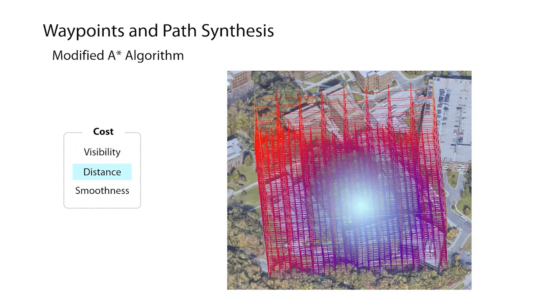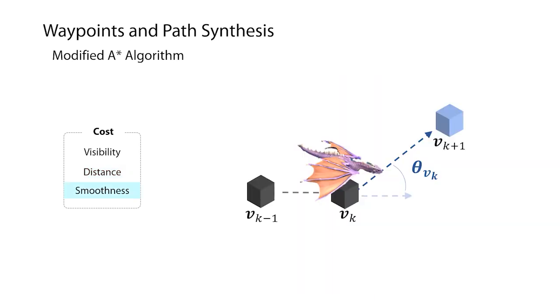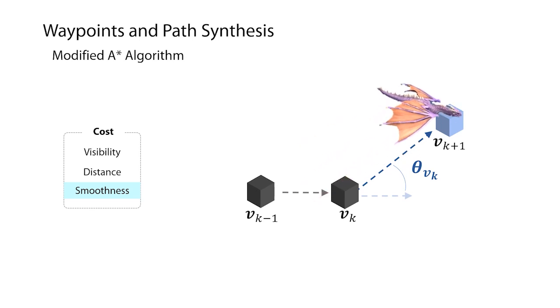To generate a user-centered result, our approach uses a distance term to keep the generated path close to the user. Our approach would choose the closer voxels as possible. Our approach also uses a smoothness cost to steer the A-star algorithm to generate a smooth path as possible, to avoid paths with sharp corners.